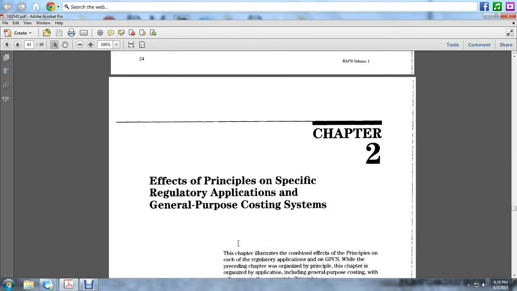Chapter 2, Effects and Principles and Specific Regulatory Applications of the General Purpose Costing System.